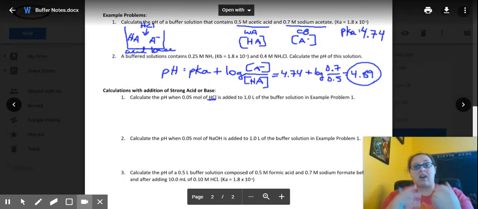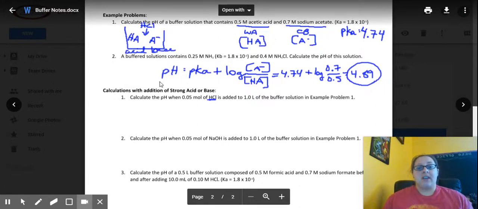A salt and a conjugate base is one and the same. Okay, so when we have a basic salt, it's classified as a conjugate base. When we have an acidic salt, that is classified as a conjugate acid. So those are one and the same. So if you hear me say those things interchangeably, that's because they are one and the same. So we have our base component here and our acid component here.